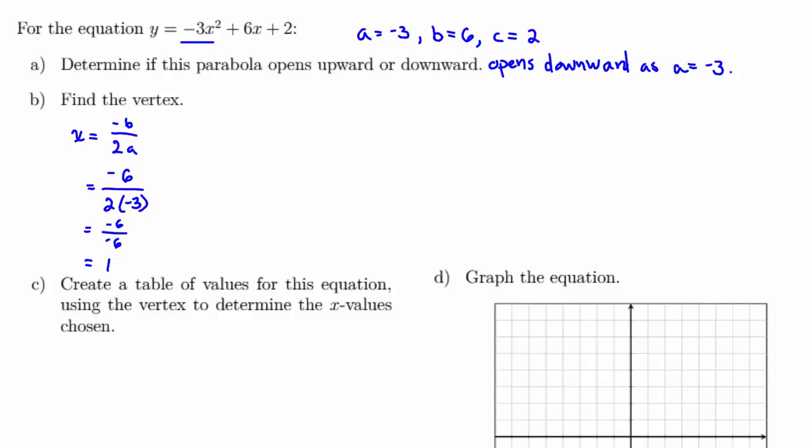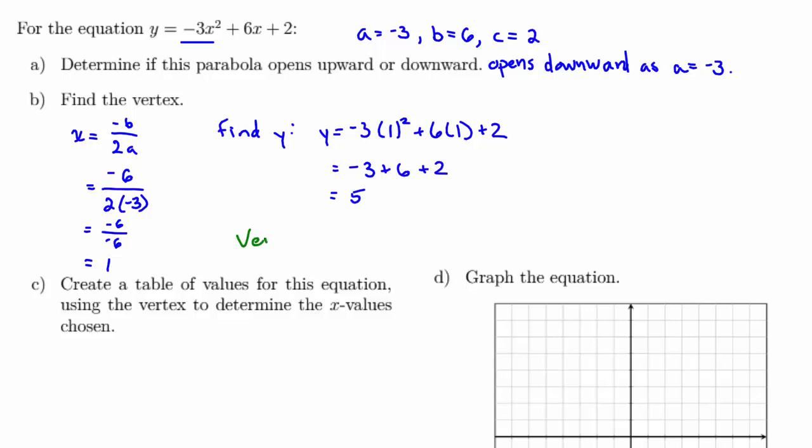To find the value of y, we will replace x with 1 in that equation. So y will equal negative 3 times 1 squared plus 6 times 1 plus 2. And that value will be negative 3 plus 6 plus 2 when we simplify it, and that's simply positive 5. So our vertex we can write as the point 1, 5.